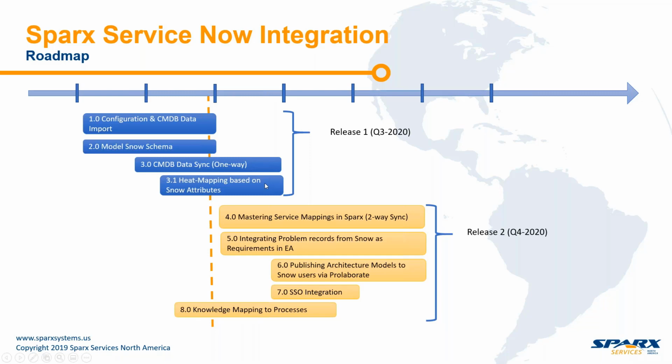Heat mapping based on ServiceNow attributes. ServiceNow, because it's using discovered data and because there's operational data in there about things like system availability, SLA, things that are changing. We're in the process of implementing heat map capabilities. So you can not only see what's coming from ServiceNow, but you can see things that have changed.